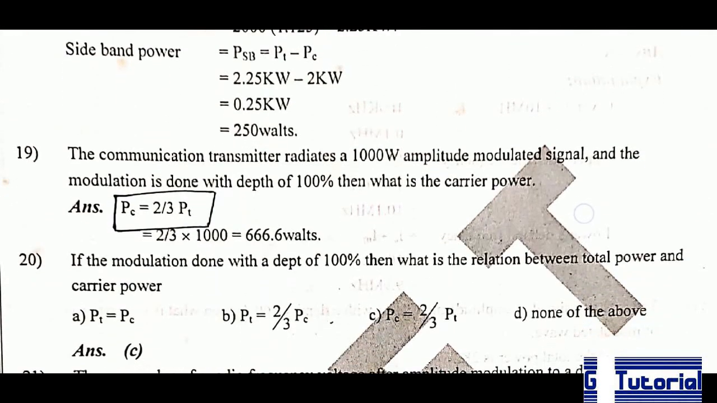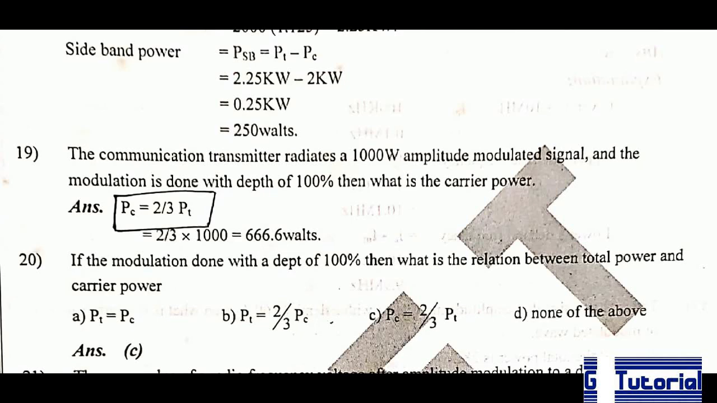Next question. The communication transmitter radiates a 1000 watt amplitude modulated signal and the modulation is done with a depth of 100%. Then what is the carrier power? Here we are given that the total power, or the power that is transmitted or radiated, is 1000 watt. That is PT is given as 1000 watt. And the depth of modulation is 100%, that is mu is 100 by 100, which is 1. Then what is the carrier power?